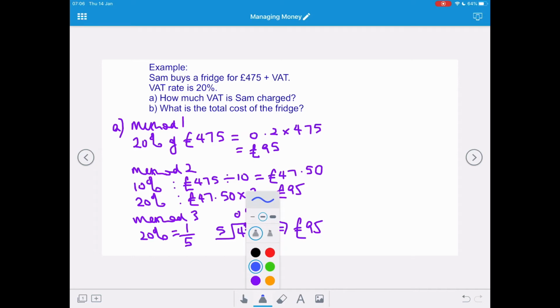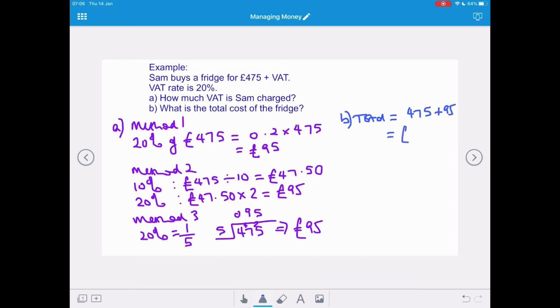Now in part B, we're asked what is the total cost of the fridge. So we're going to have to add the VAT that we've just calculated onto our original amount. So we're doing 475 plus 95, which gives us a total cost of £570.